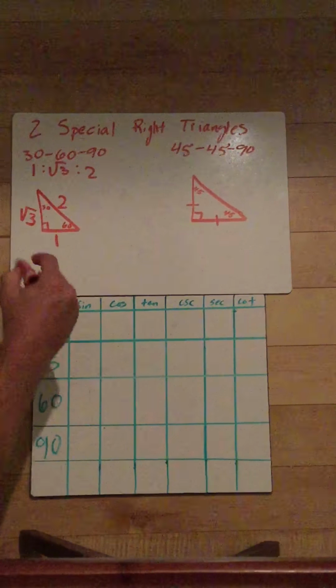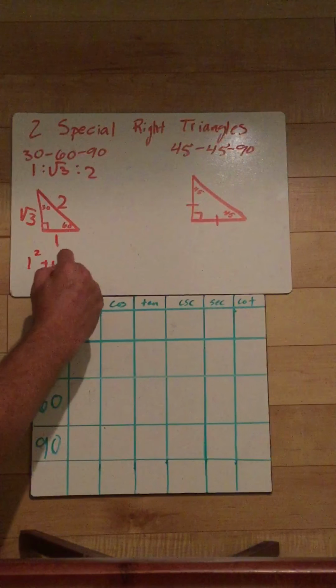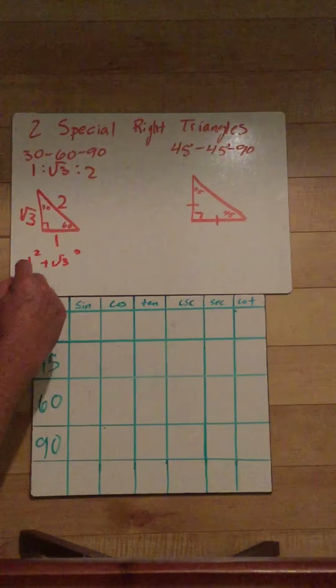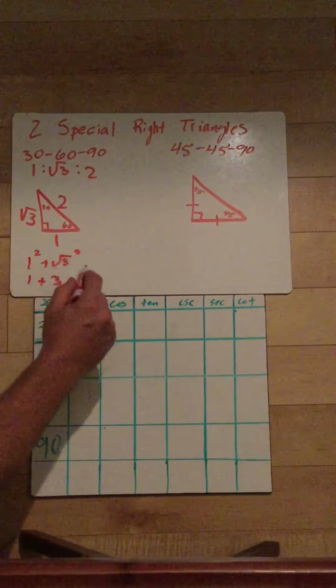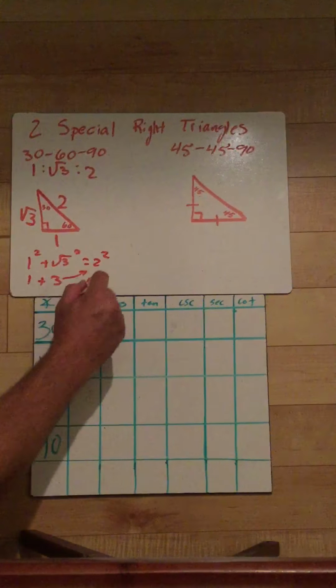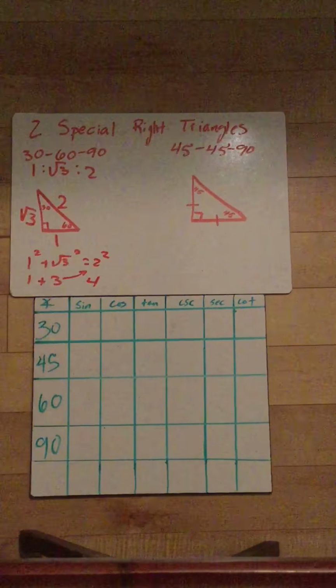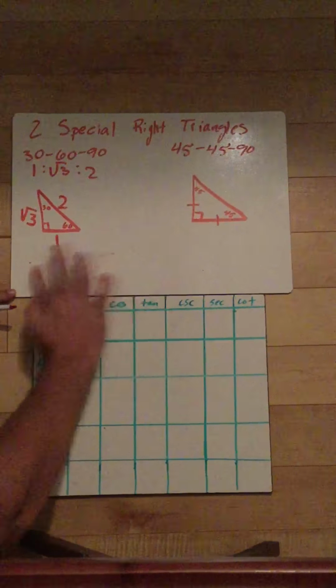You can prove this by Pythagorean theorem. 1 squared plus radical 3 squared is 1 plus 3. The square of a square root cancels, and that's equal to the hypotenuse squared, which is 4. So 1, radical 3, and 2 are the ratio of their three sides.